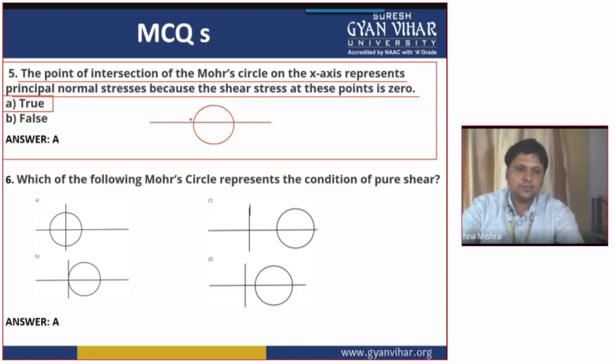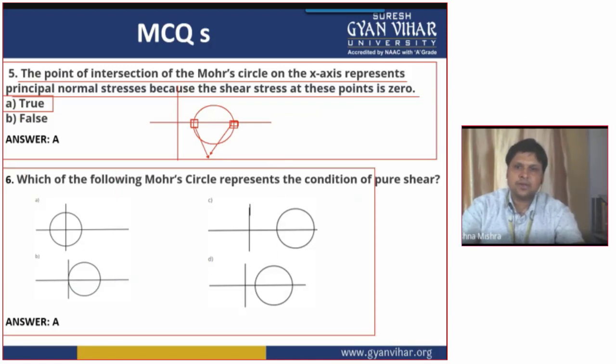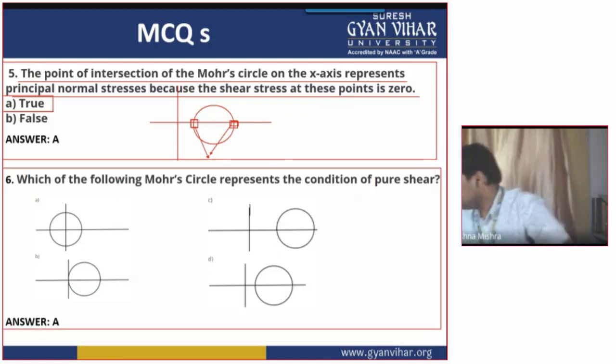These two points, this and this point, represent the principal stresses, because as you can see, at these points there is no shear stress since they are lying on the x-axis. The y axis gives you the value of shear stress. So at these two points there is no value of shear stress. So these are principal planes. So this statement is correct, this is true.